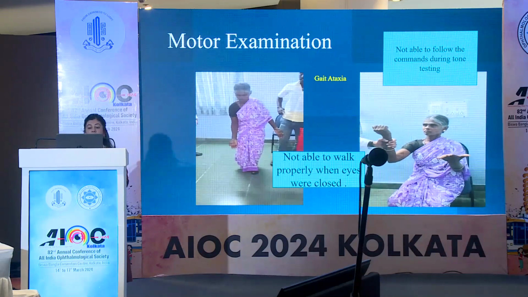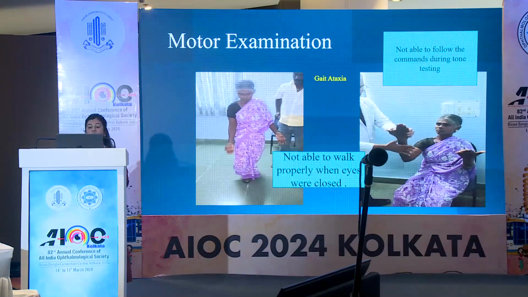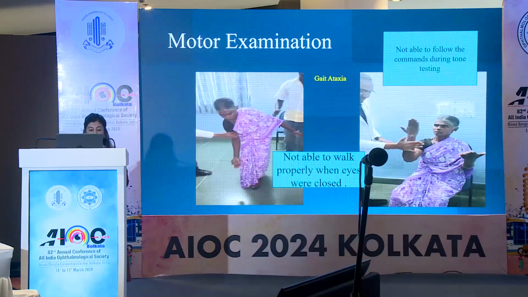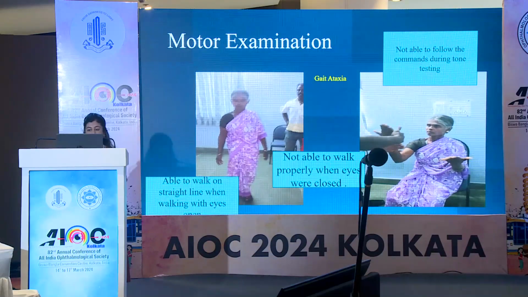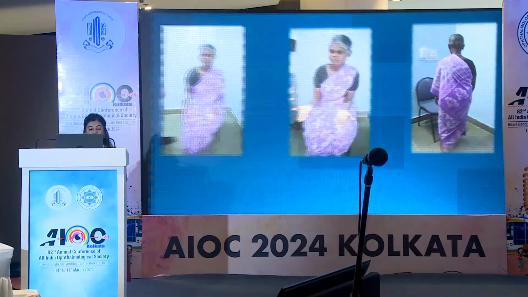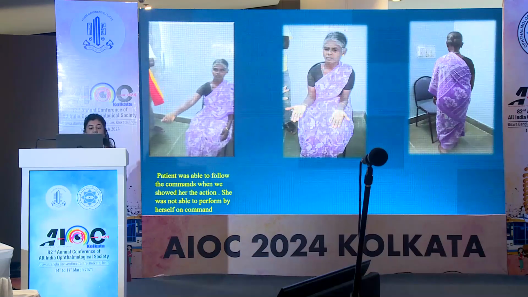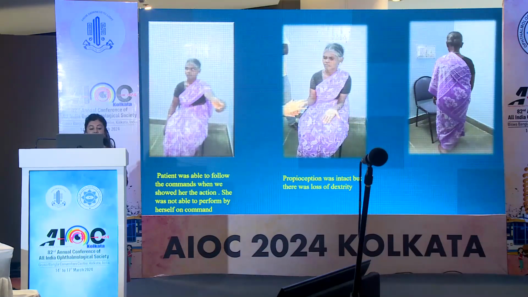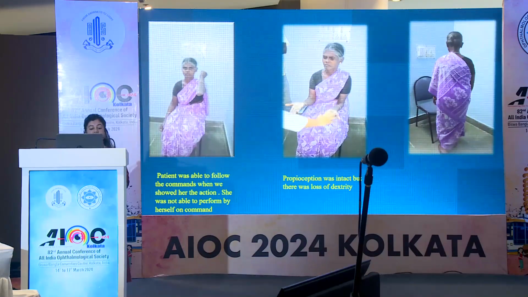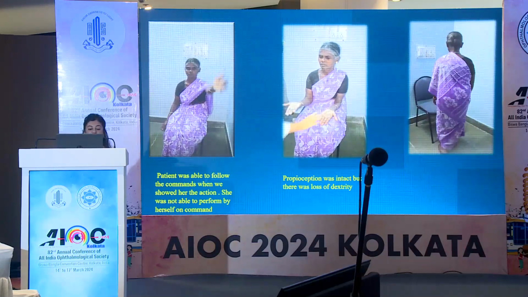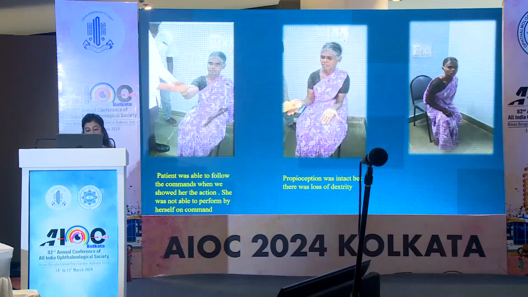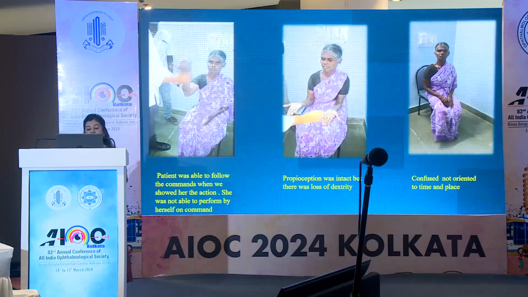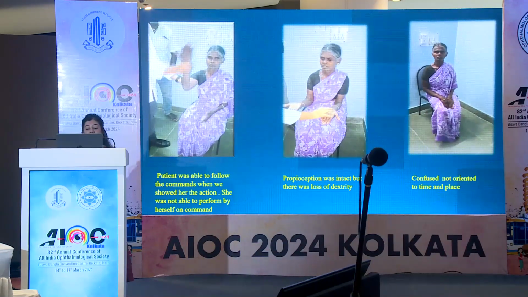In the second video, you will see that the patient is not able to follow the commands during tone testing. Later, she was able to walk on a straight line when her eyes were open. In the next videos, the patient was able to follow the commands when she was shown the actions, but she was not able to perform and initiate by herself. Her second video showed proprioception was intact, with no loss of dexterity, and she was confused, not oriented to time, place, and person.